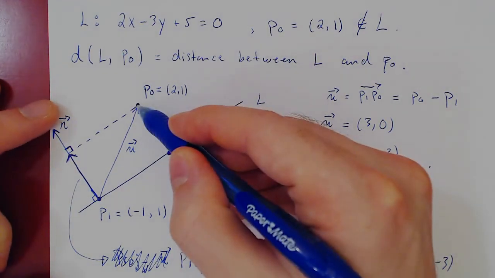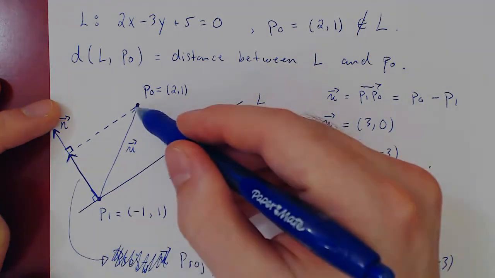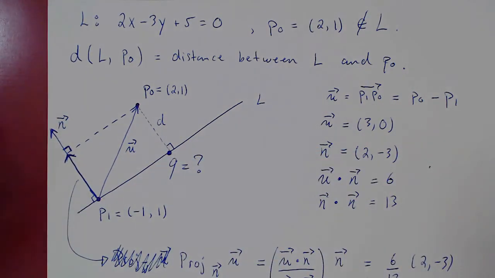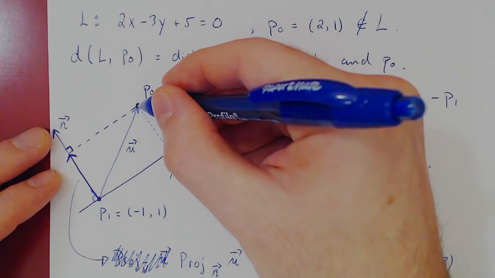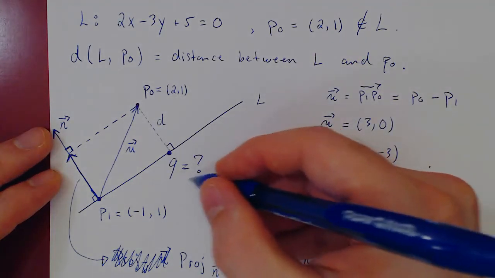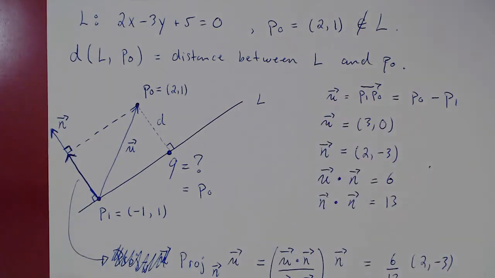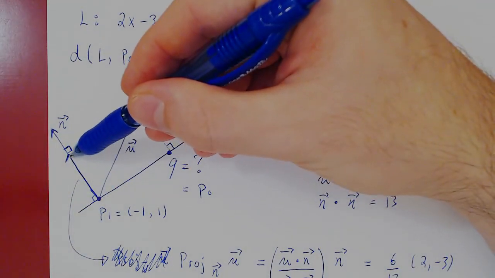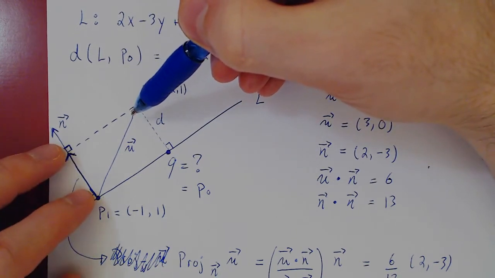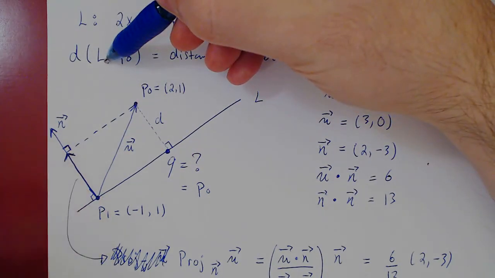We have point P naught, and we have this vector being the projection of u onto n. How could we combine this point and this vector to obtain Q? Well, think of it now as you're standing on this point. So Q is P naught. And now think of it. You have a vector, the projection of u onto n, that is of the right length. But if you do P naught plus the vector, the projection of u onto n, you'll end up here.